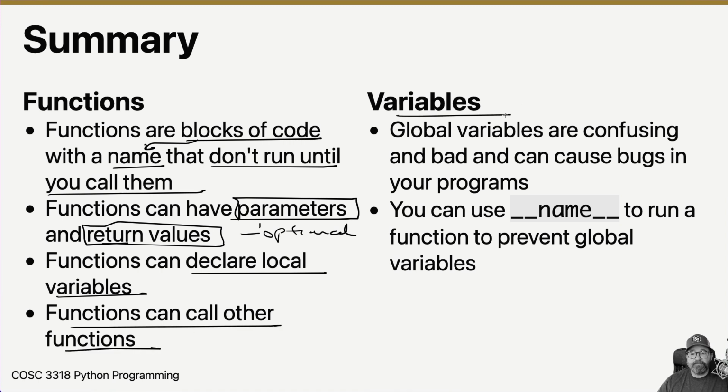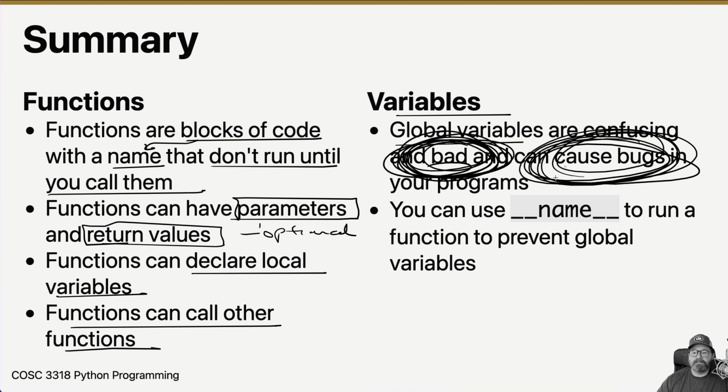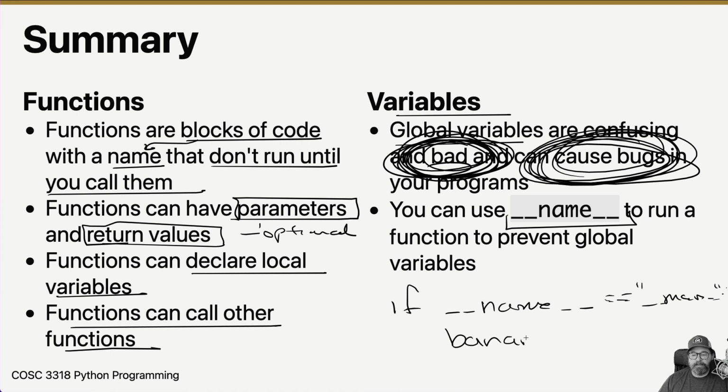With respect to variables, global variables are bad and can cause bugs in your program. And we can use the dunder name variable to do if __name__ == "__main__": and then we call the function we want it to run, banana. And that's it. That's functions in Python.